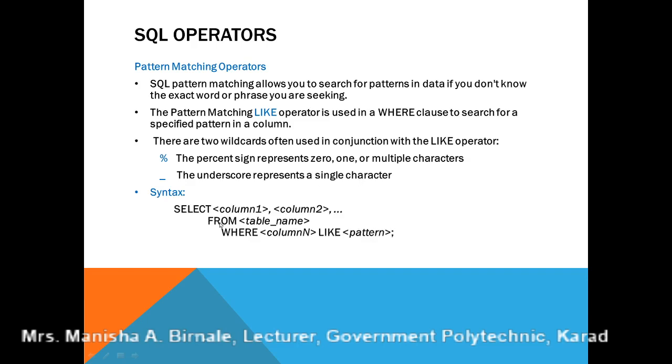This is the syntax. You have to write SELECT column1, column2 and so on FROM table name WHERE column n LIKE pattern. So for column n you want to search the records and check whether column n has values which match this pattern. So you write the column name, then LIKE, which is a pattern matching operator, and then you specify the pattern. While specifying the pattern you can use these two wildcards, percent and underscore.